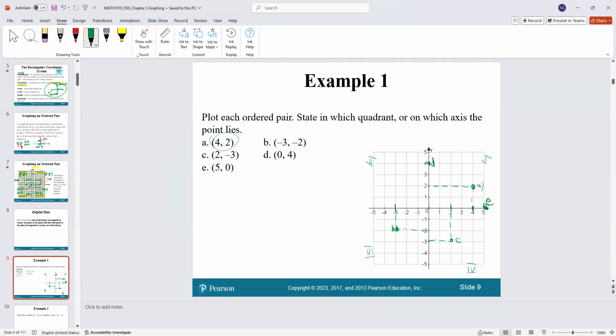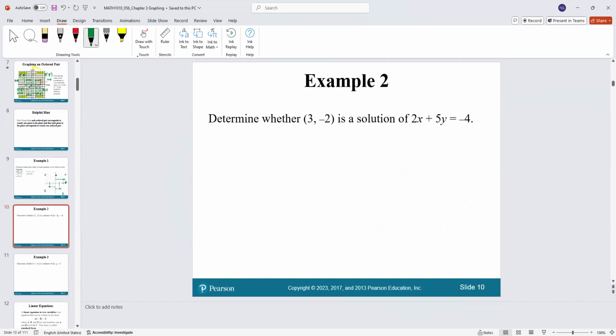So remember, (4, 2) is in quadrant 1, (-3, -2) is in quadrant 3, (2, -3) is in quadrant 4, (0, 4) is on the y-axis, and (5, 0) is on the x-axis. But how do we determine whether an ordered pair is a solution? It's very important to verify that.